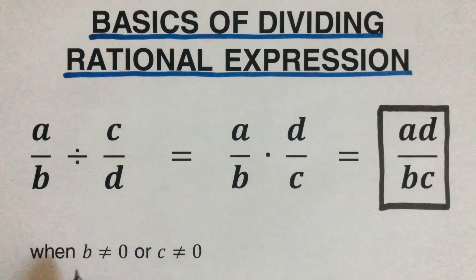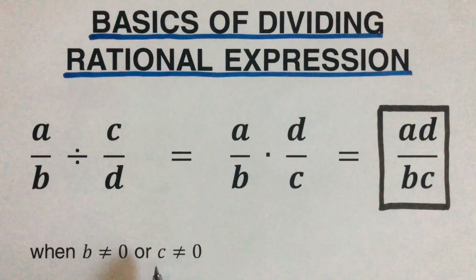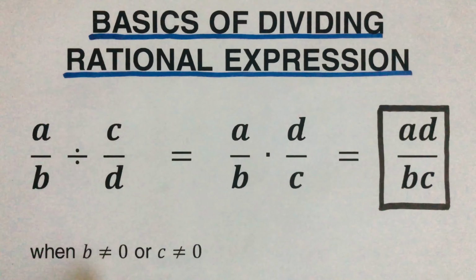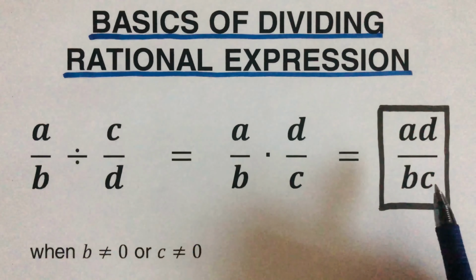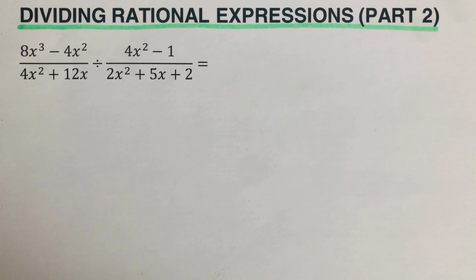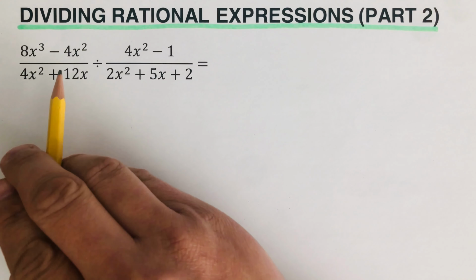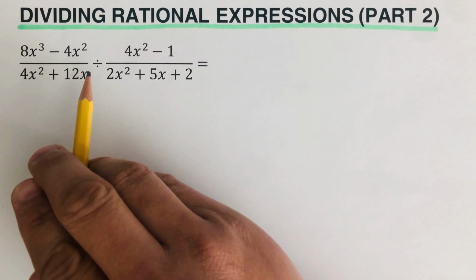And this is true when b is not equal to 0 and c is not equal to 0, because if either of them is equal to 0, then this expression becomes undefined. Okay, going back to the example that we have here, in order that we can determine the quotient for this, we need to follow some steps.